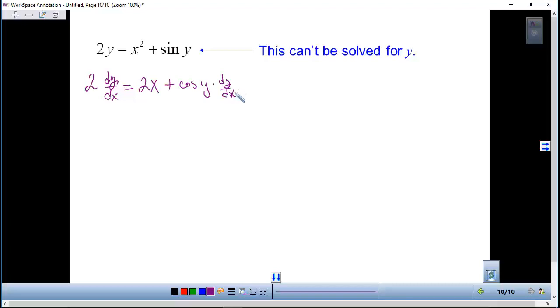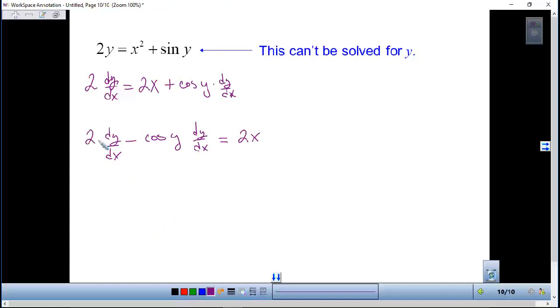Well, all you're going to do is move everything with a dy dx to one side. It doesn't matter what side, by itself. So to get just dy dx terms, I'm going to move them over here. So you're going to have 2 dy dx minus cosine y dy dx is equal to, and the only thing that's left on that other side that I didn't move was the 2x. And that's just going to hang out over there.